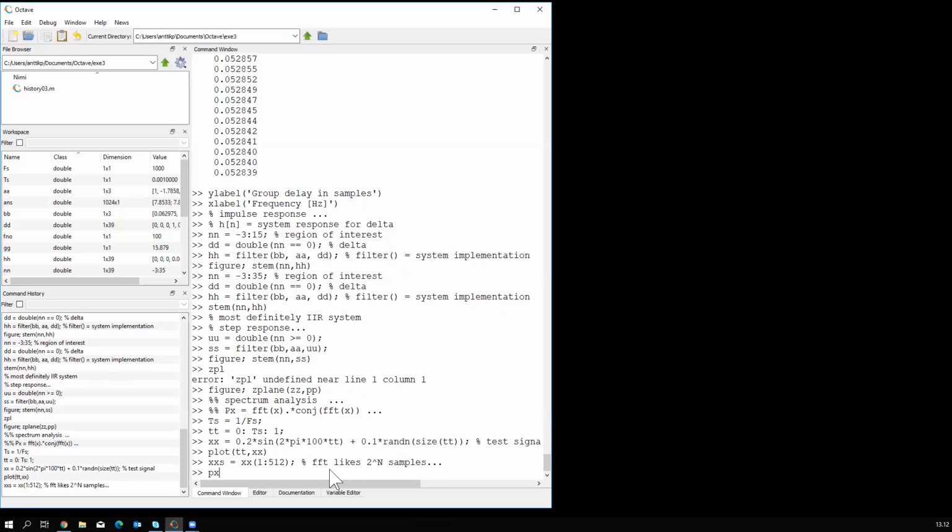And now we can calculate a power spectrum for that set, xxs. So FFT of xxs dot times the complex conjugate of FFT of xxs. There we go. So that's the power.